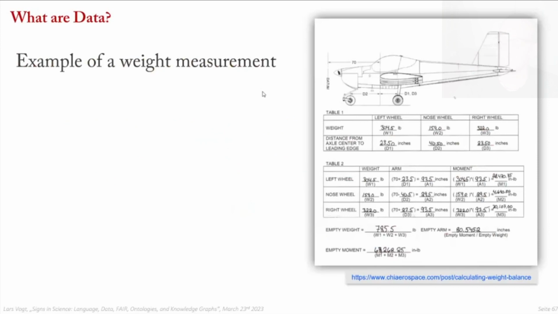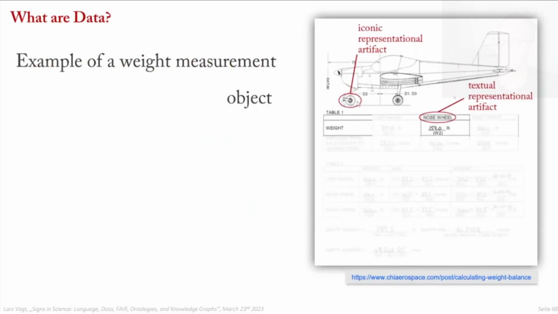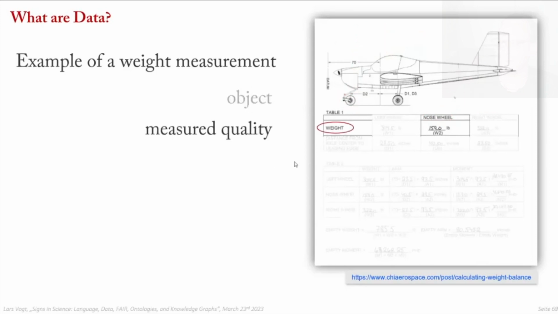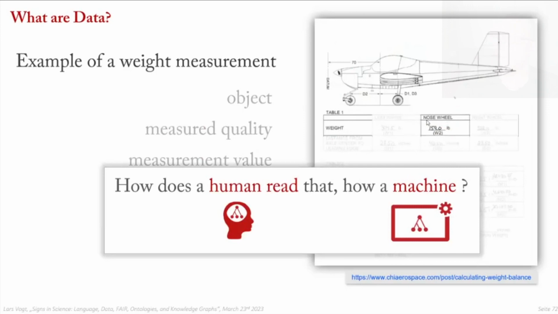And here we have an example of a weight measurement of an airplane. And we see here we also have an iconic representational artifact. We have the textual representational artifact of the same object. So we have here a nose wheel represented in two different ways. Then we have the measured quality, which is weight. We have a measurement value, and we have a unit specification.